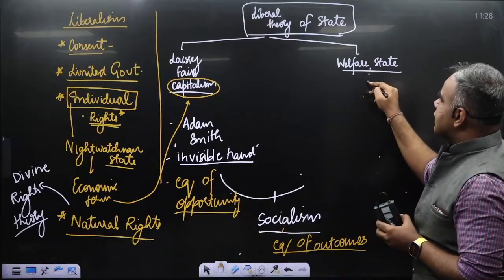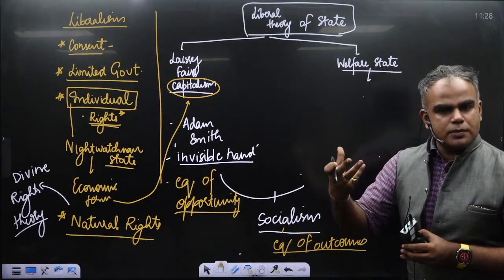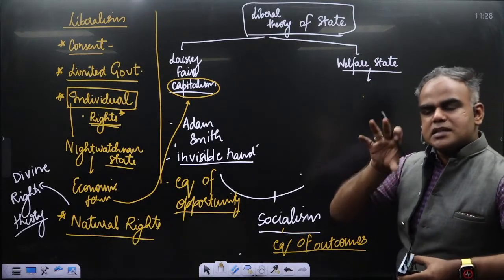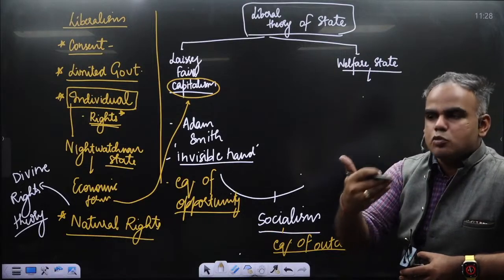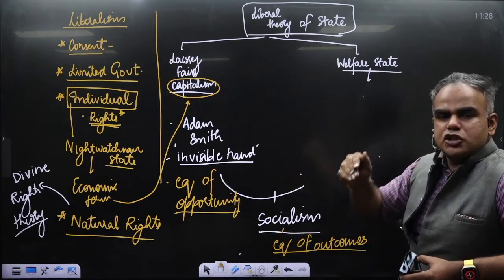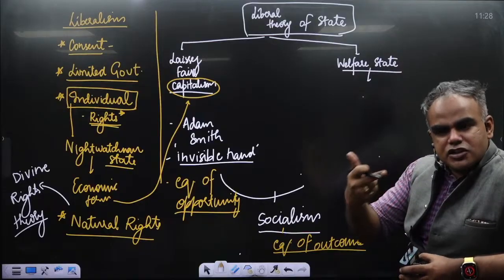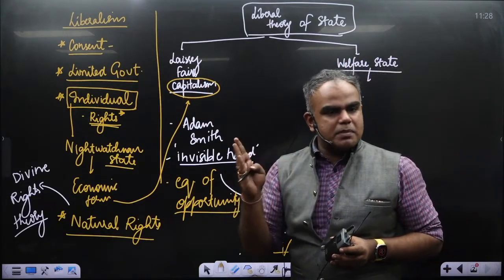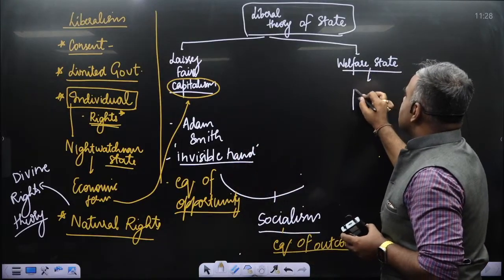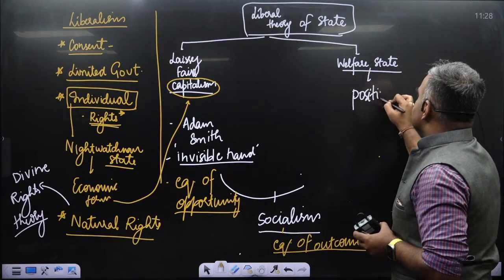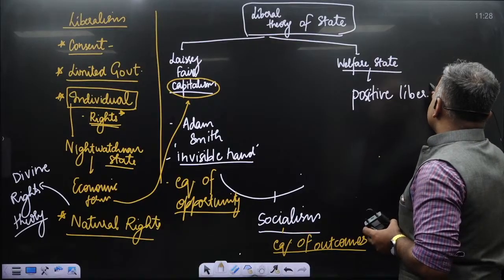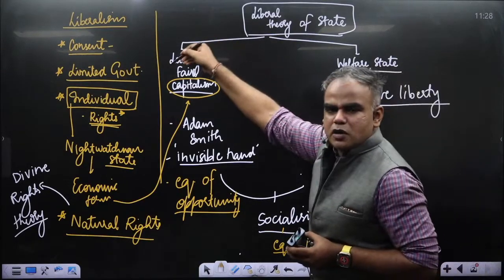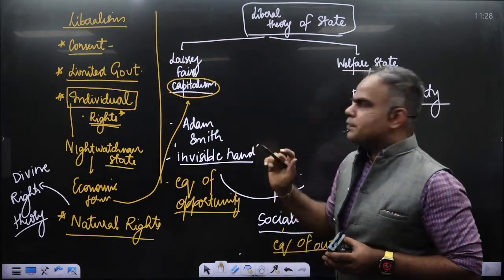Now what will happen here? The state will become more powerful, to the extent that the state is now going to ensure fiscal stimulus. The state will ensure positive interventions. So here you've also heard terms like positive liberty and negative liberty. Here you will see the aspect of positive liberty. Before, you had the aspect of negative liberty.